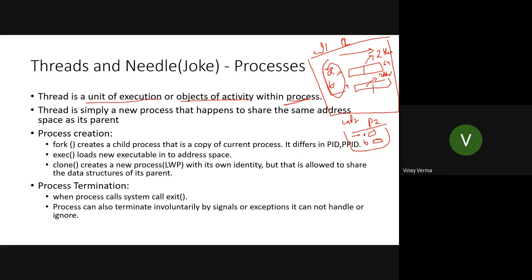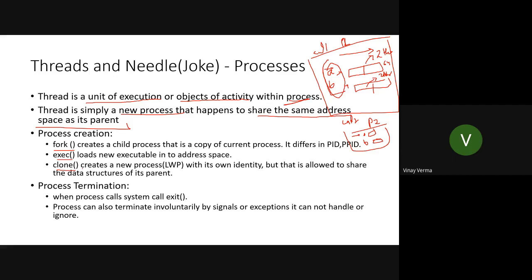So a thread is simply a new process that is sharing the same address as its parent. So जो parent का address होगा वही thread का address होगा. बाकी तीन चीज़ होती हैं, fork, execute and clone. तो process या तो नहीं create होगी, then process execute होगी, and then चलती हुई process is cloned.